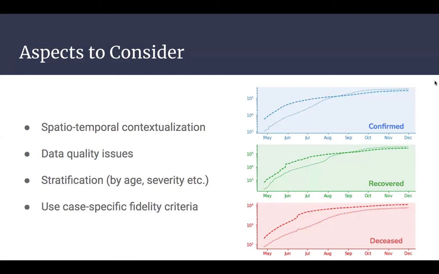But in most cases, it might be important to stratify or break up these counts further by severity, age, or subregions such as wards. Finally, the accuracy or fidelity criteria also varies with the end user. For example, in case of medical preparedness, we need forecasts at least for the next month that are accurate in terms of the relative error, whereas for lockdown policy, a directional ordering of scenarios might be more suitable.